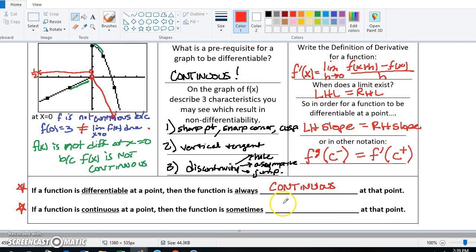If a function is continuous at a point, then that function is only sometimes differentiable. When is a function continuous but not differentiable? At a sharp corner or a vertical tangent.